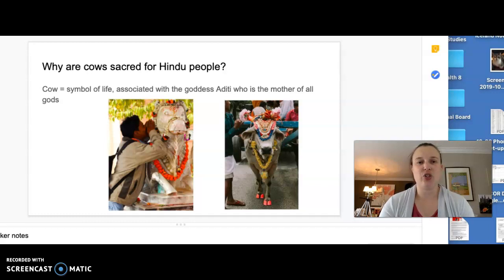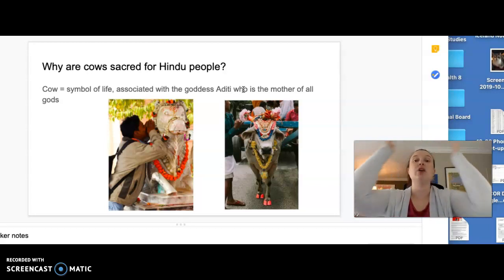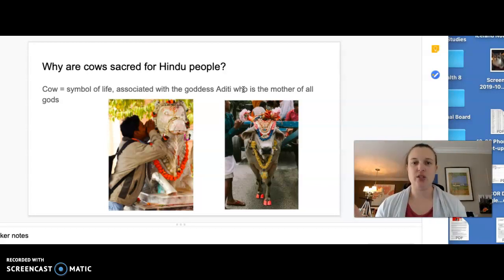But the quick version is that in India, cows are considered a symbol of life. So because they're a symbol of life, that's part of why they're not killed. They're also associated or connected with a goddess, and her name is Aditi. In Hinduism, Aditi is thought of as the mother of all the gods. So you can see how it's a connection with life.